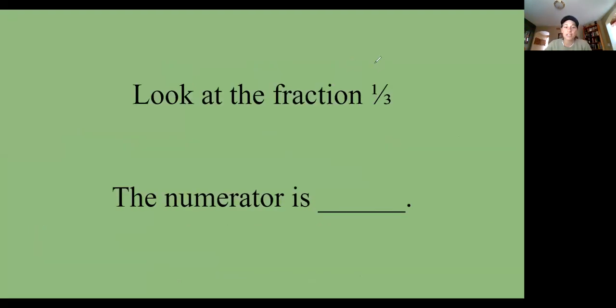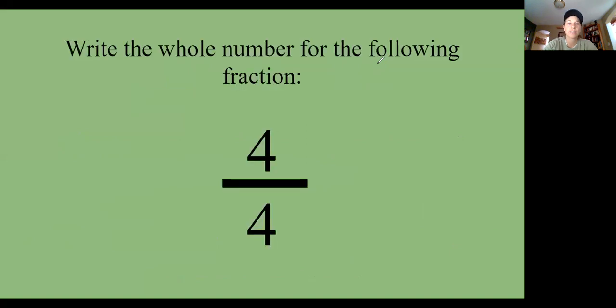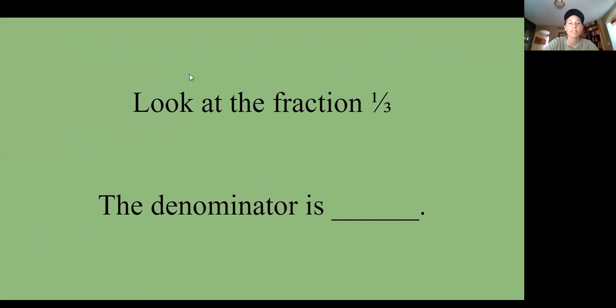Okay? All right, now let's go through some examples. Numerator in this example is what? The numerator is, hopefully you said 1, because the numerator is the top number, remember? So the numerator is 1. All right, what about the denominator? In this example, the denominator is, hopefully you said 3, because 3 is the bottom number and the denominator is the bottom number, which represents the whole.